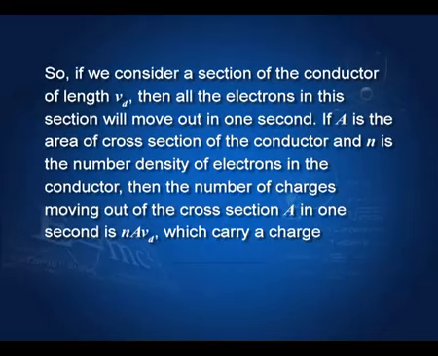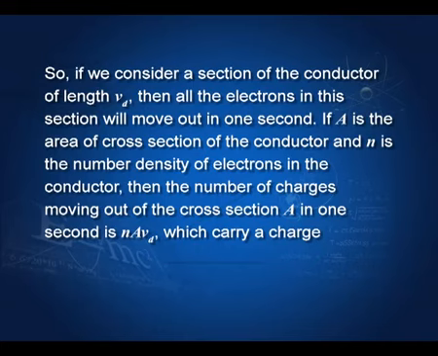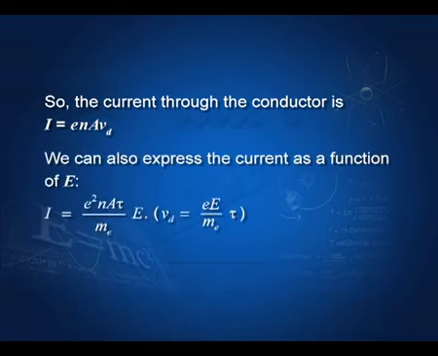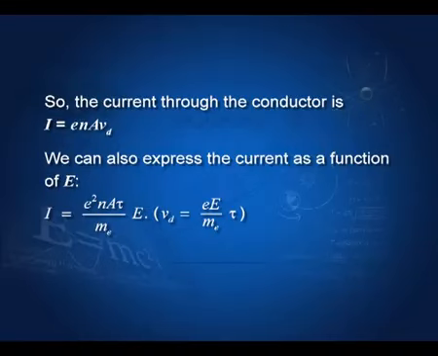So, what is the charge that crosses this? A is the area of cross section, v d is the length. Therefore, A times v d is the volume, and if the number density is n, then A times n times v d is the number of electrons, and if I multiply this by the charge of the electron, then that is the charge that comes out through cross section A. So, that charge is e n A v d, and therefore, the current, because this is a charge that comes out every second, is e n A v d, and we can express this current as a function of E. We have already found v d as a function of E, which is v d equal to eE by m e times tau.